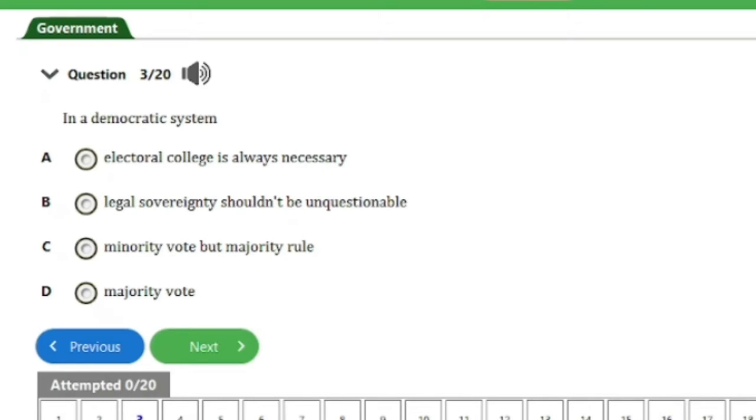So here's question number 3. It says, in a democratic system, A. Electoral college is always necessary. B. Legal sovereignty shouldn't be unquestionable. C. Minority vote but majority rule. D. Majority votes. So guys, the answer to this question is option B here. Legal sovereignty shouldn't be unquestionable. So let's head on to the next question, guys.